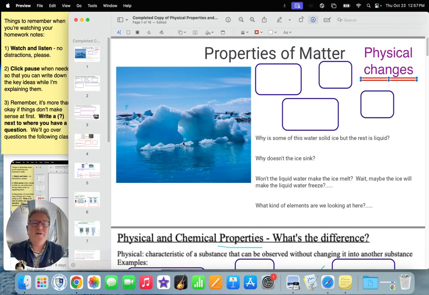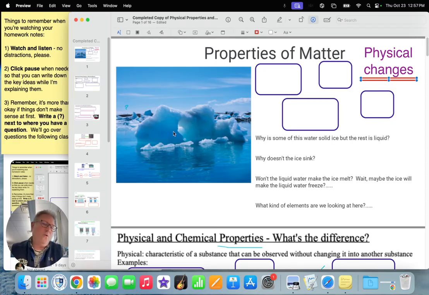So one, we see this iceberg floating here. Why is some of the water solid? We have water that's in a solid state. Why is the rest of it liquid? Solids and liquids. Why are they what they are? We'll look into that. This ice, why doesn't it sink? I mean, it's water and solid water, and we have liquid water. Why doesn't the ice sink? Why does it float?